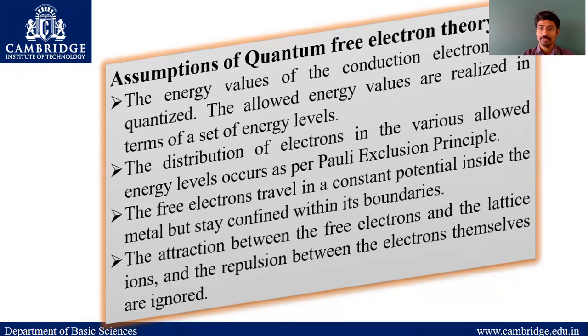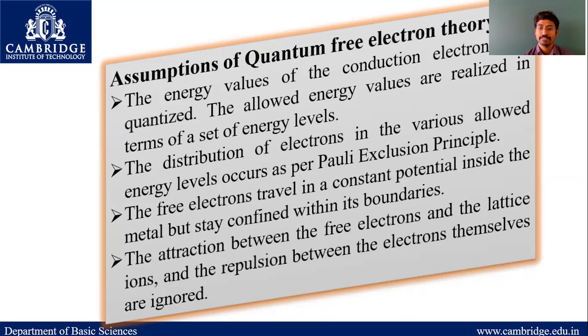What are the assumptions of the quantum free electron theory? Of the assumptions they have considered from the classical theory, only two assumptions they have changed. Now, the first one is that the energy values of the conduction electrons are quantized. The allowed energy values are realized in terms of a set of energy levels. We know that atoms will be in the energy levels only. Now, based upon the Pauli exclusion principle, Arnold Sommerfeld considered the statement of the Pauli exclusion principle and made one assumption.